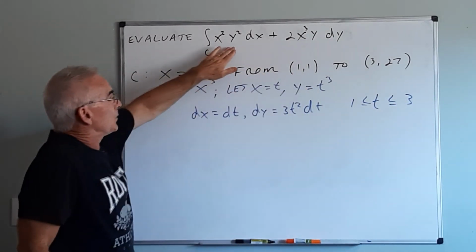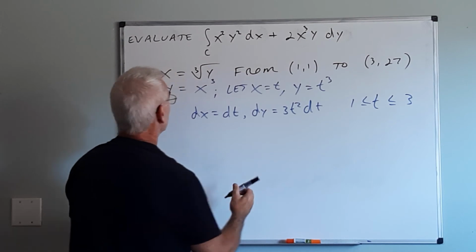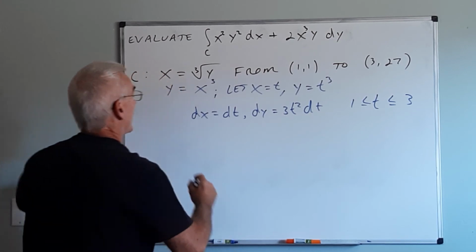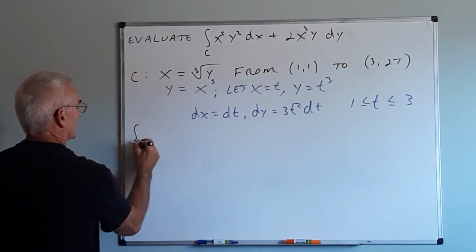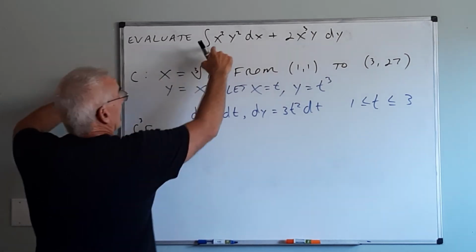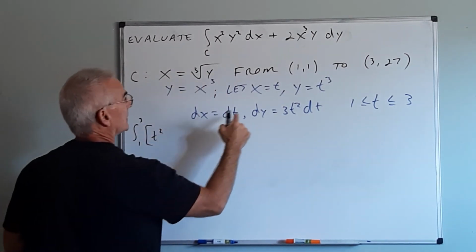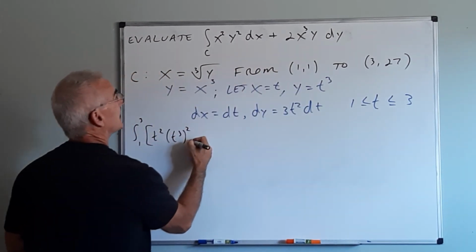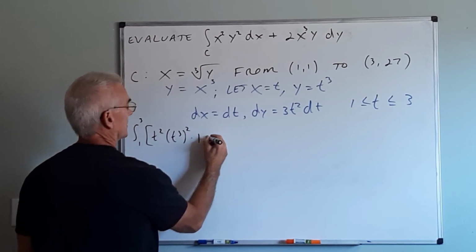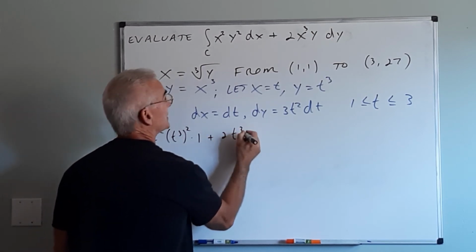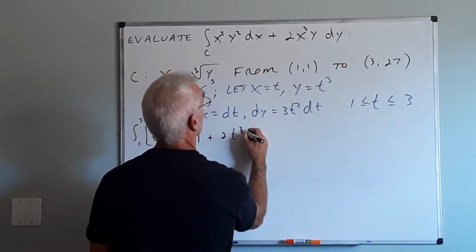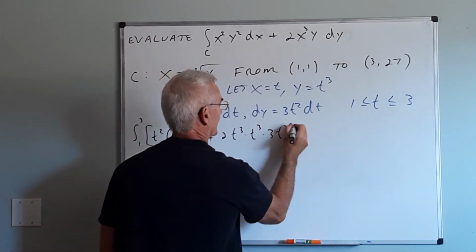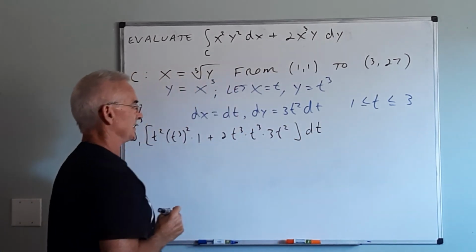So what we're going to do is rewrite this integral by replacing x with t, y with t cubed, and also replacing the dx and the dy. So we want to do this part slowly. So we'll have the integral from 1 to 3 of t squared times t cubed squared, dx, and just think of this as 1 dt, plus 2 times t cubed times t cubed, and then the dy was 3t squared, and then the whole thing was dt. You don't really need to write dt twice.